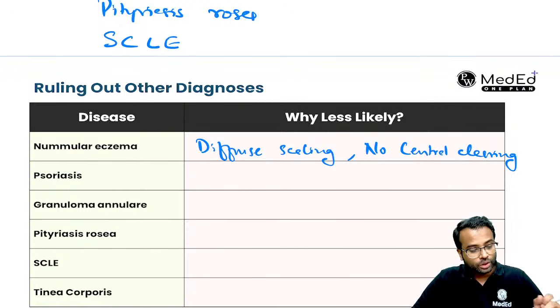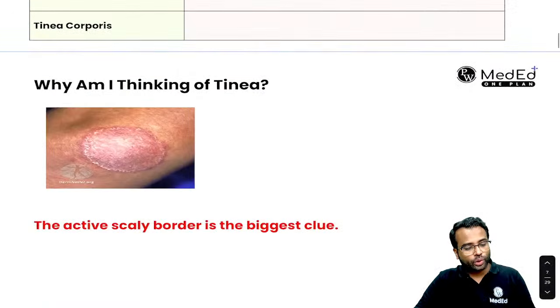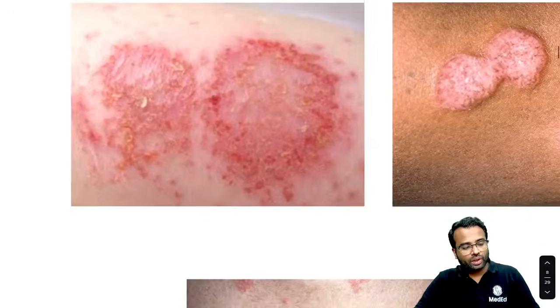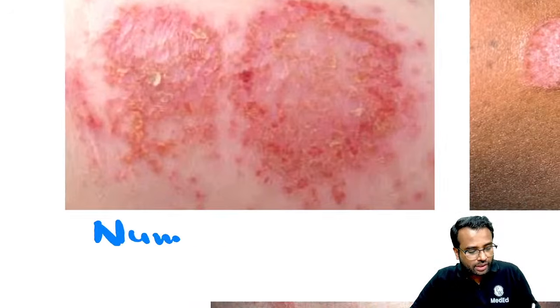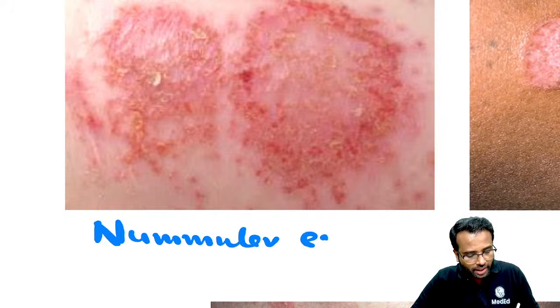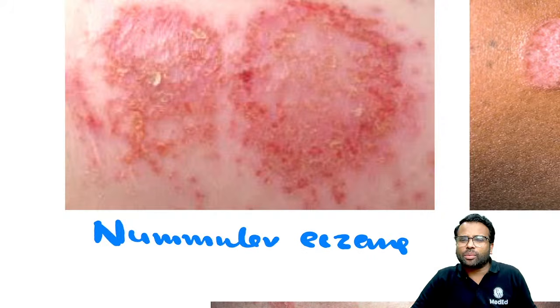The next one is psoriasis, but I'll just show you the image also. See, this is the image of a nummular eczema. So this is called a nummular eczema. Why do we call this a nummular eczema?